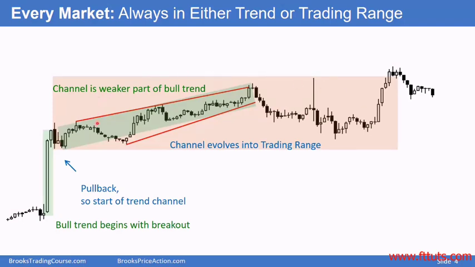And once the market's in a trading range, it then is in breakout mode, which means traders are anticipating a breakout. And here we have a bull trend and a trading range. The breakout can be to the upside, in which case you're getting a resumption of the prior bull trend. Or it could be to the downside, and you can get a reversal of the bull trend.